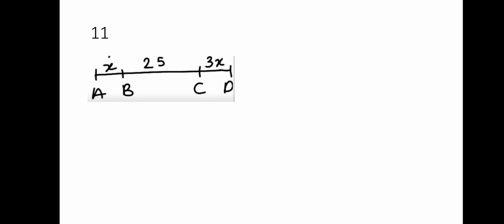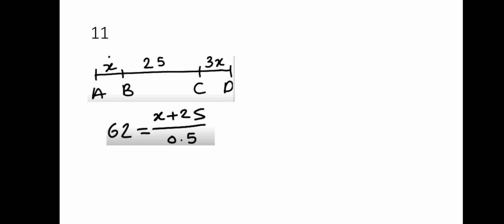If we write down the information we're given in algebraic terms, say that AB is x miles, then CD must be 3x, because the question tells us that CD is 3 times the distance of AB. And the question says that BC is 25 miles. The next part says that Salma drives from A to C at an average speed of 62 miles per hour for 30 minutes. So speed equals distance over time.